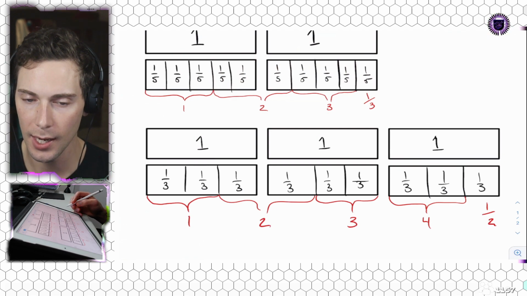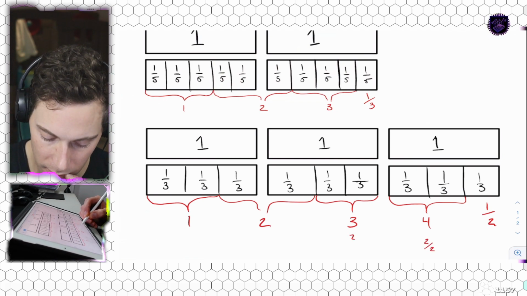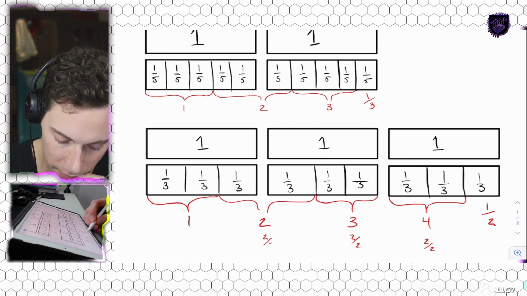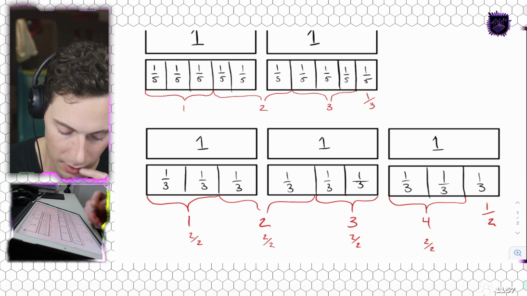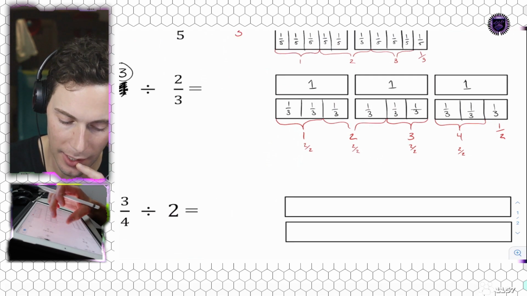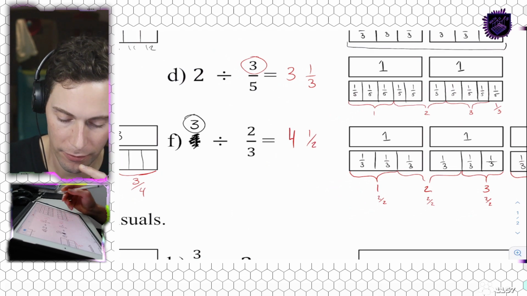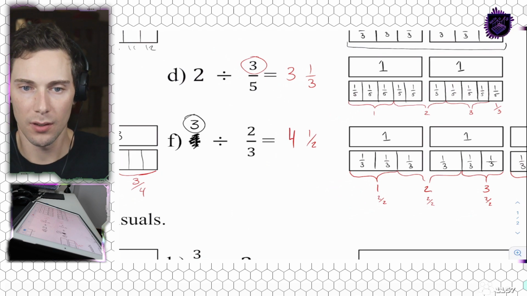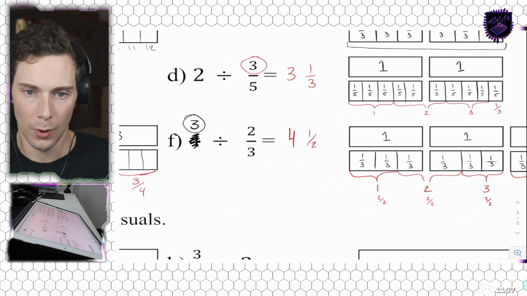I have 1 out of 2, right? Because this is 2 out of 2, and this is 2 out of 2, and this is 2 out of 2, and this is 2 out of, or I keep writing 3, 2. So my answer is going to be 4 and 1/2. 4 and 1/2 groups of 2/3 from 3. Whew, okay.